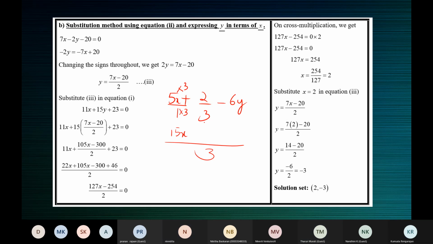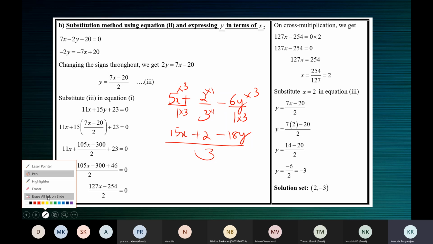Okay, ma'am. Here the denominator is 3. 3 into 1 is the common denominator 3. So into 1. So plus 2. Here the denominator is 1. 1 into 3 is the LCM 3. So into 3, 18y minus 18y. Correct? Yes, ma'am.